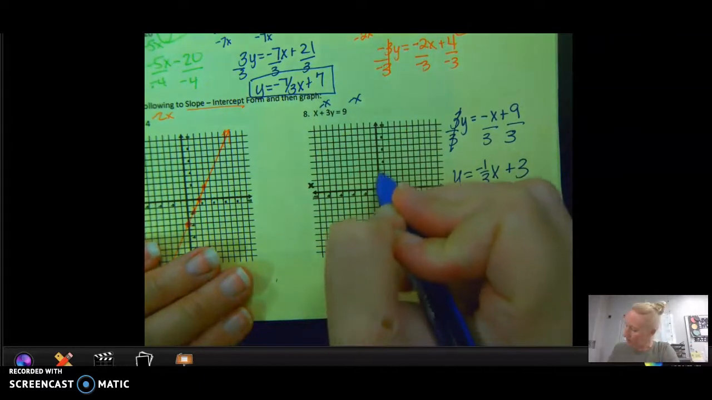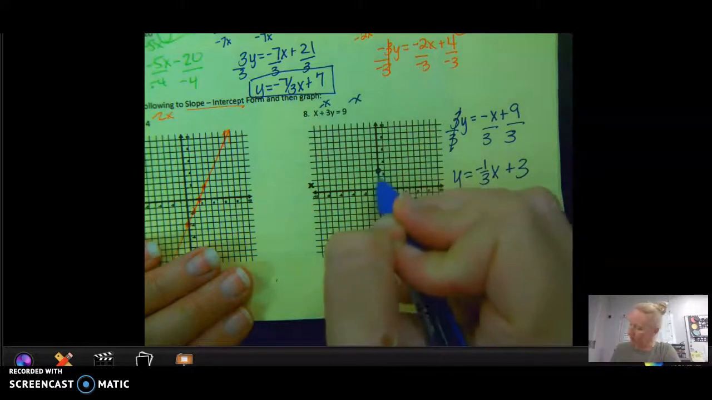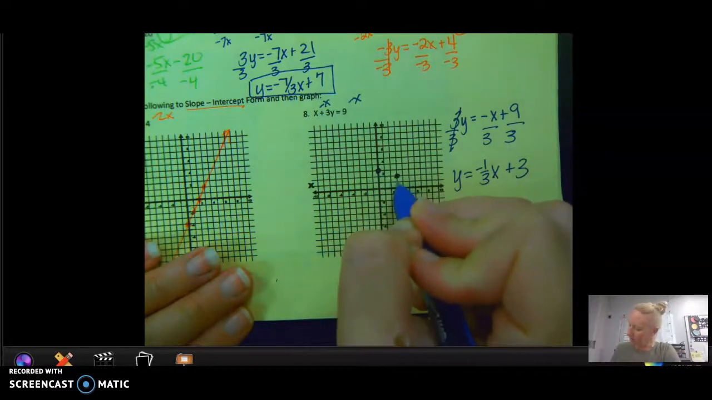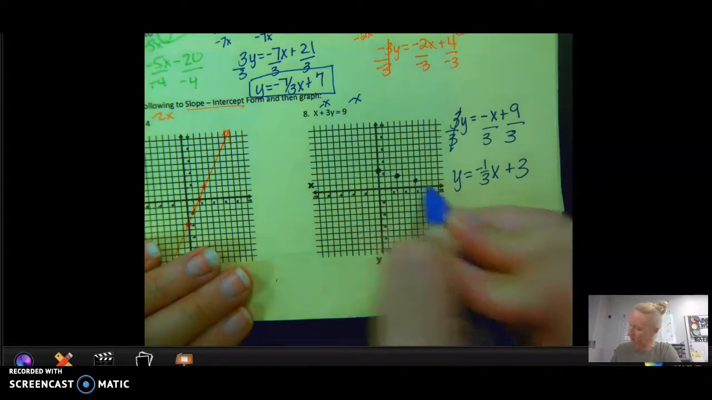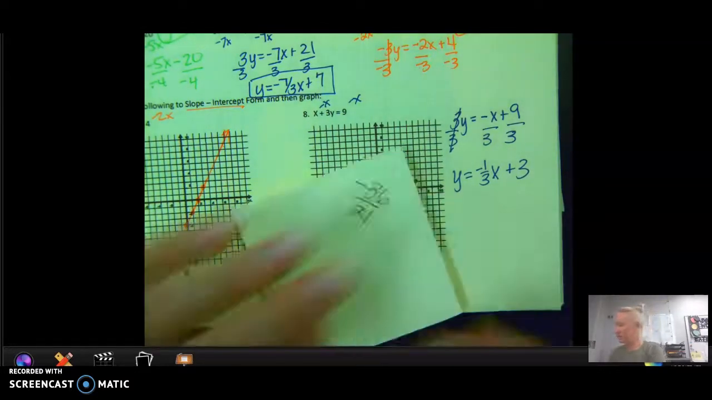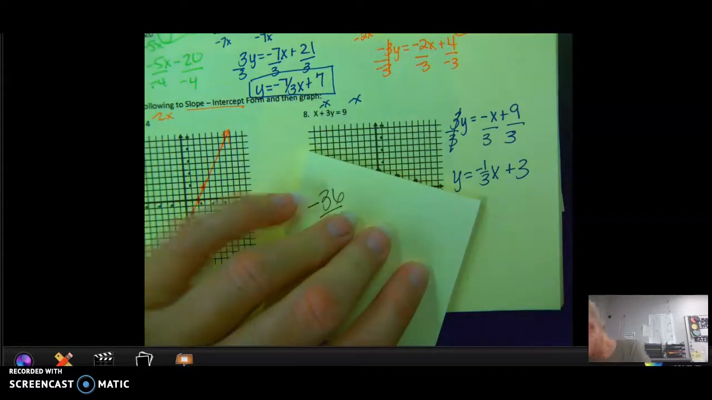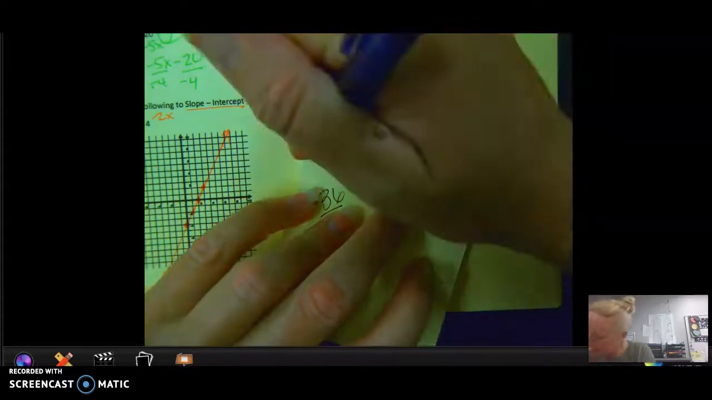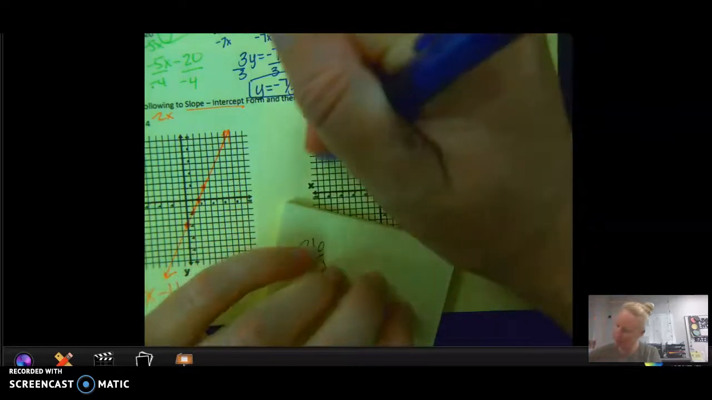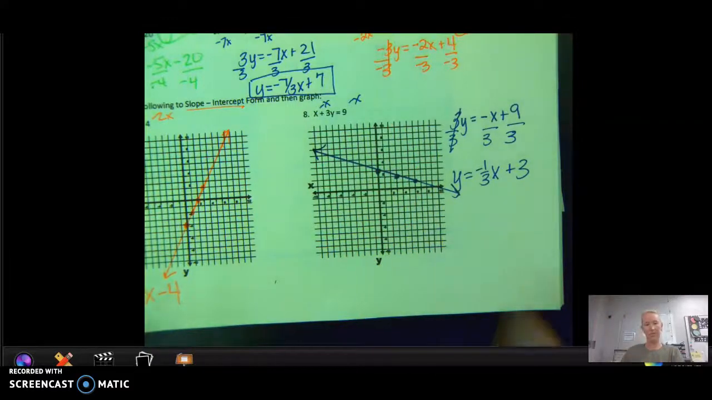So my y-intercept is up here at positive 3. My slope is down 1 over 1, 2, 3. Down 1 over 1, 2, 3. So I'm going to connect. Then remember, I'm going to go throughout the entire grid. And there we go. All right, next page.